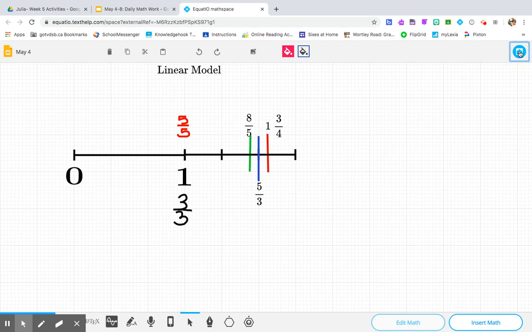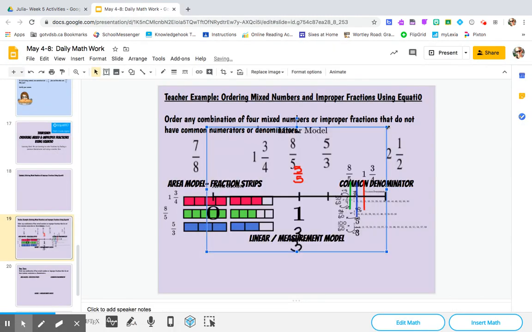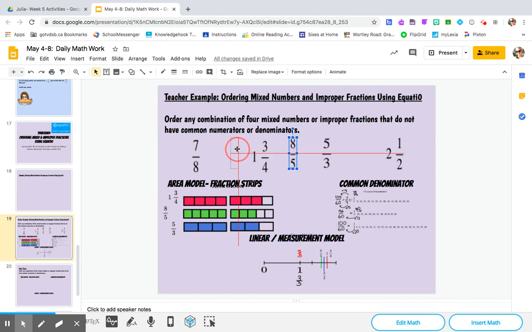Let's insert it into our math space. In the end, we should always remember to show them from smallest to largest for our final answer. So we can go back up to the top here and switch them to the order that we know. So we know the smallest was 8/5, followed by 5/3, then 1 3/4. So now my improper fractions and mixed numbers are ordered from smallest to largest.